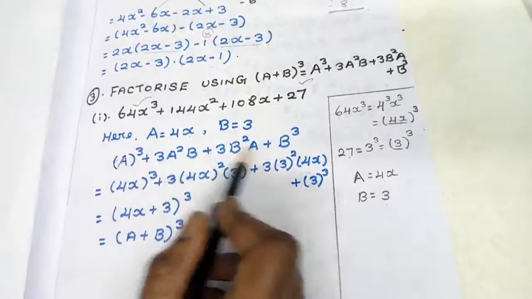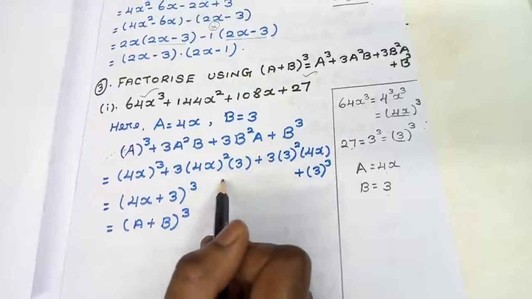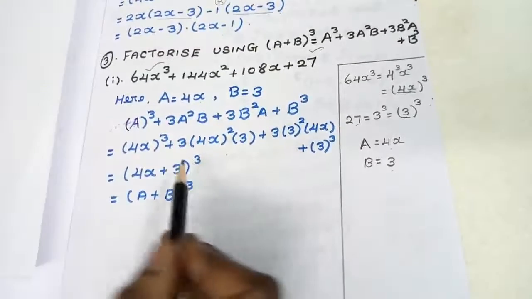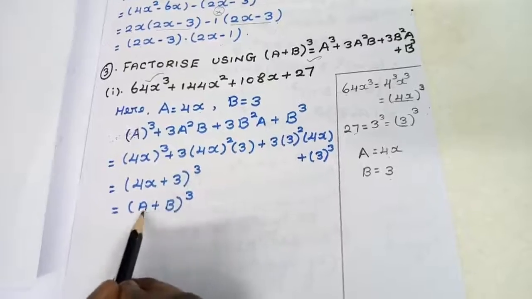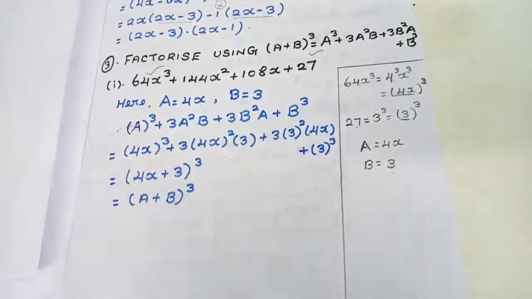Just I am writing the formula. In place of a and b, I am replacing the values, students. Then automatically I will be framing the answer here: (4x plus 3) the whole cube, which is nothing but (a plus b) the whole cube.